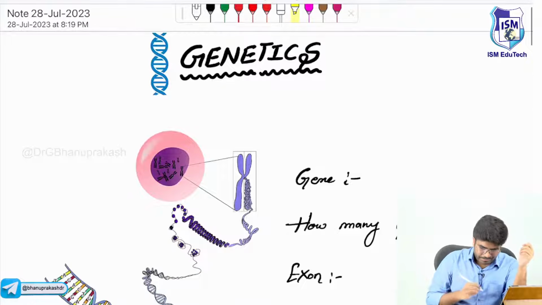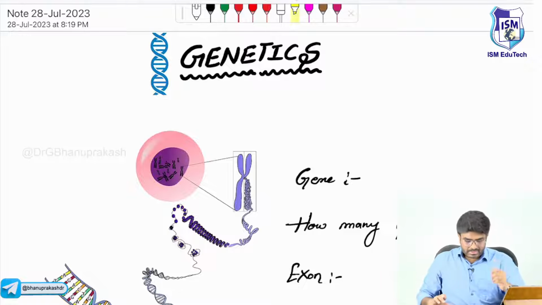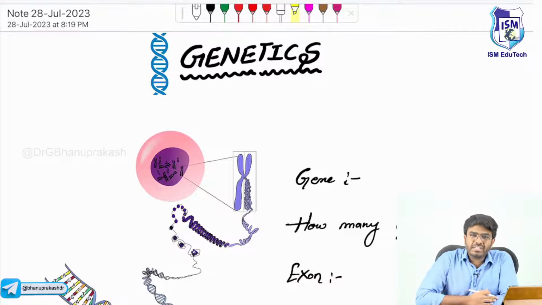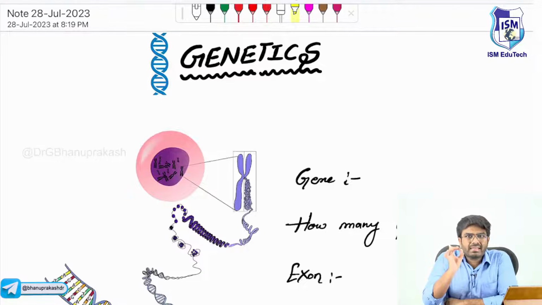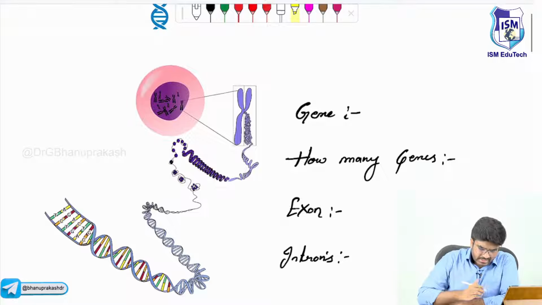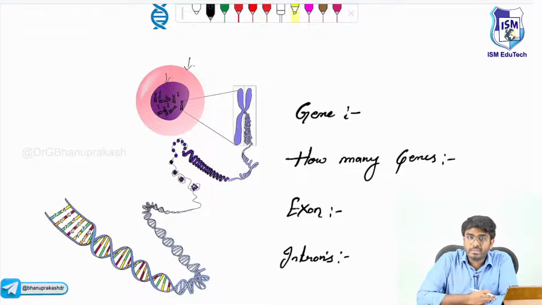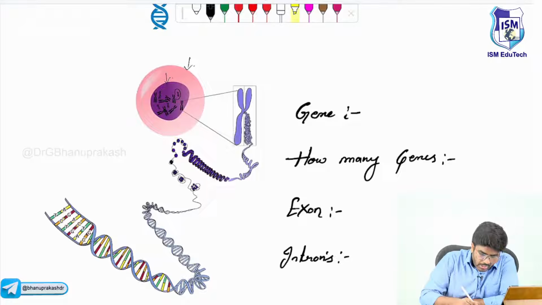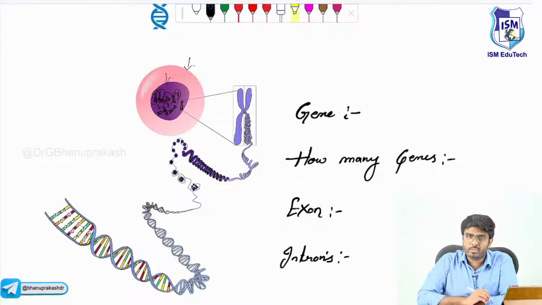Now, look here. What exactly is a gene? You can very clearly see here, this is a cell. Inside the cell, we all know there is something called a nucleus. In the nucleus, what do we have? We have chromosomes. We all have chromosomes, right? Humans have 46 chromosomes, 23 from the father and 23 from the mother.